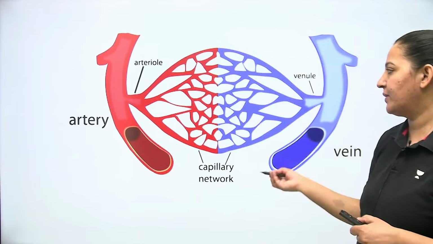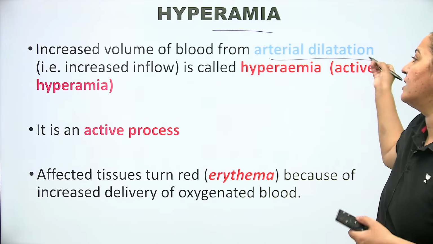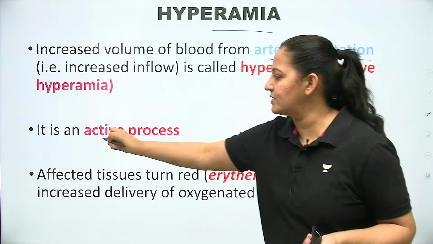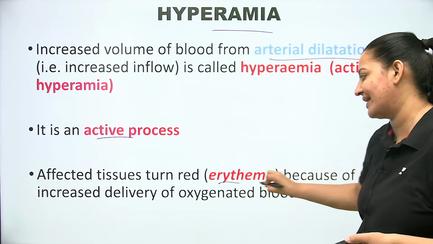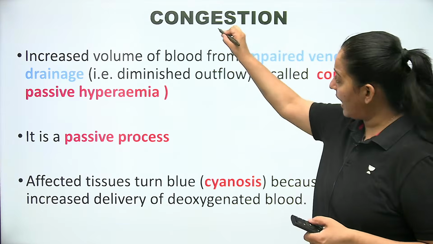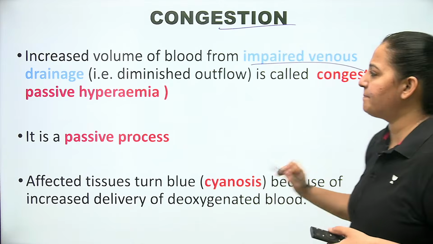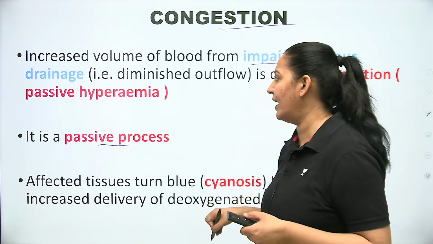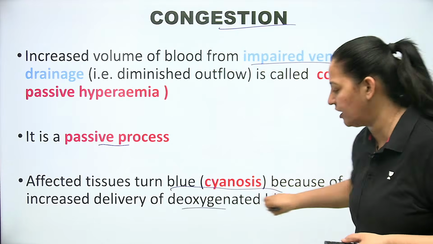You got my point. So you can see the same diagram is drawn. Hyperemia is due to arterial dilatation. That's why it is an active process. For dilatation of the artery, you require ATP, right? And here pure blood is collected. That's why erythema, right? That is hyperemia. Congestion, it is venous obstruction. The veins are obstructed, right? And it is a passive process.